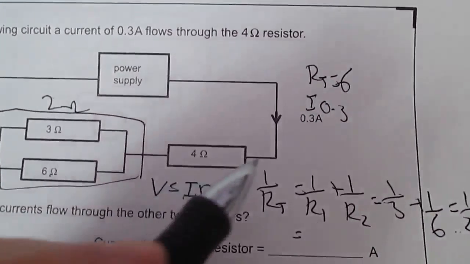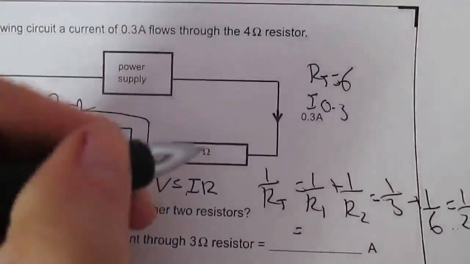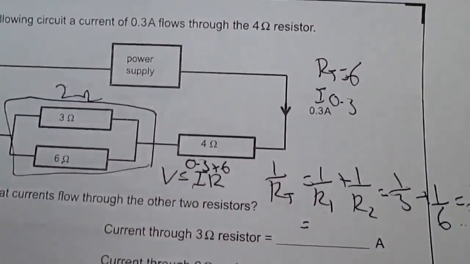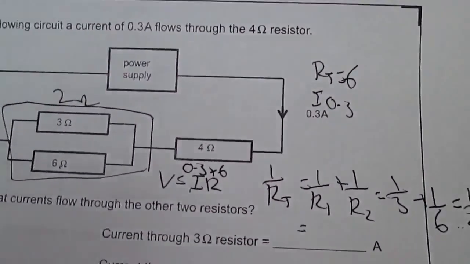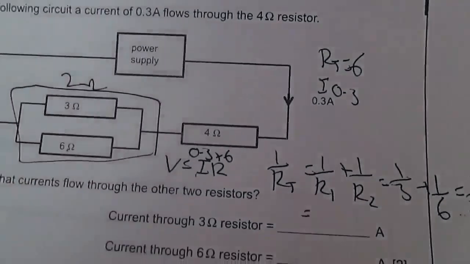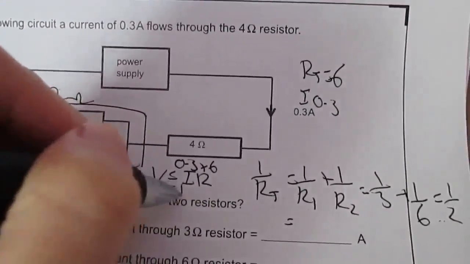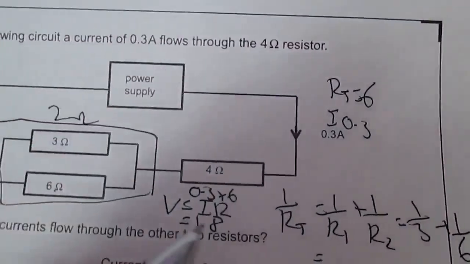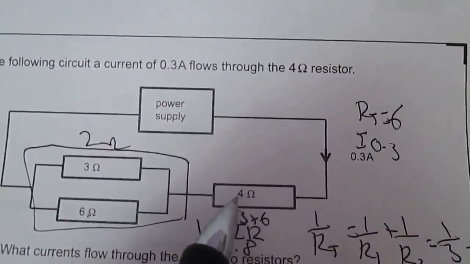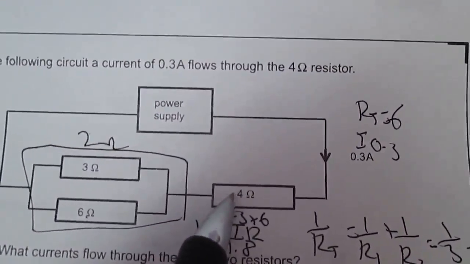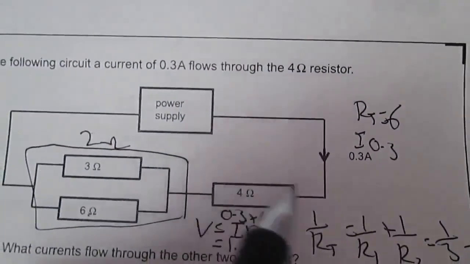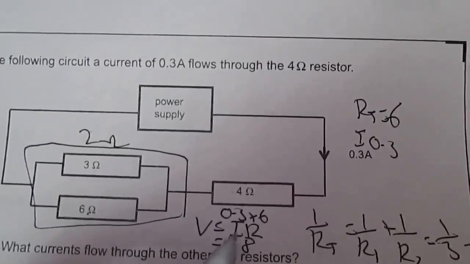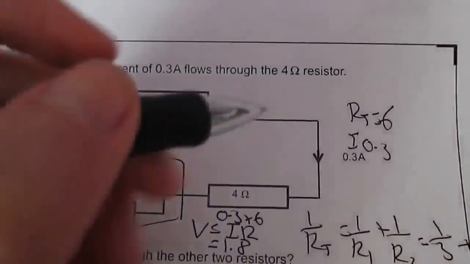So using this equation, we have 0.3 times 6, which is 1.8. Okay, so that's the total voltage. Now going through here, because this part's series, you know that the voltage is going to split, so the voltage across this isn't going to be the 1.8. So work out what the voltage is for here.